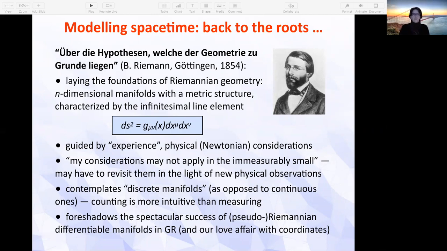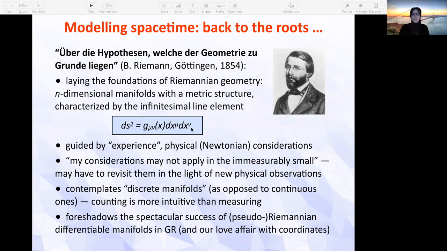He described the metric structure of n-dimensional manifolds. That's of course originally a German word, you should note, with a metric structure and how that can be characterized by an infinitesimal line element. That's the ds squared here, very familiar to all of us, which captures of course the local metric structure by a symmetric two-tensor g_mu nu of x and these infinitesimal coordinate quantities, dx^mu, dx^nu.